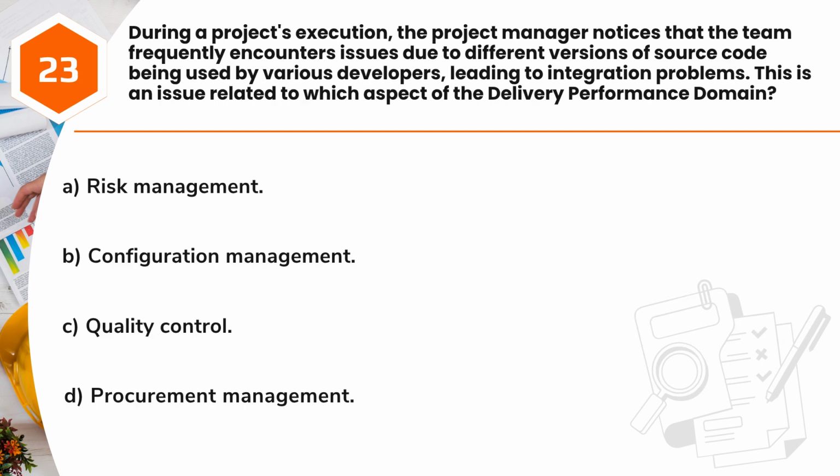Question 23. During a project's execution, the project manager notices that the team frequently encounters issues due to different versions of source code being used by various developers, leading to integration problems. This is an issue related to which aspect of the delivery performance domain? A. Risk management. B. Configuration management. C. Quality control. D. Procurement management.